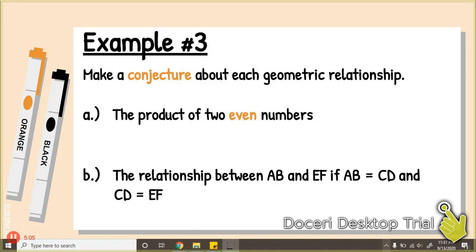So you can just start making yourself a list. 2 is even and 8 is even. So I'm going to find the product of 2 and 8, which is 16. Then let's say maybe I pick 10 and 6, which are both even. 10 times 6 is 60. Then maybe I choose 4 and 12. 4 times 12 is 48. Then maybe I choose 14 and 4.